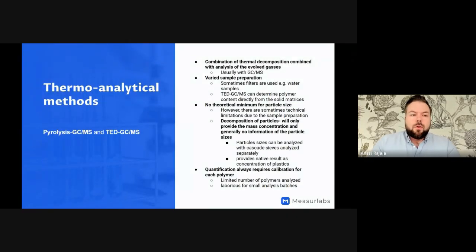Then we move on to the other type of microplastics analytical methods, the thermoanalytical methods. This includes pyrolysis GCMS and TED GCMS. These are a combination of thermal decomposition combined with analysis of the evolved gases. And virtually always GCMS is used for the analysis of the evolved gases, because it makes robust quantification possible. For example, FTIR could be used for this analysis, but the quantification wouldn't be very good in that case.